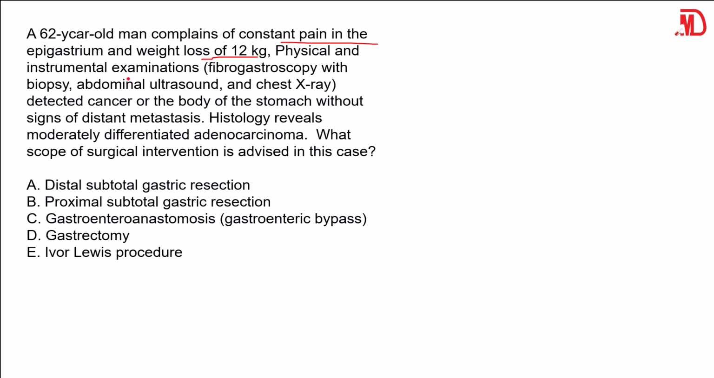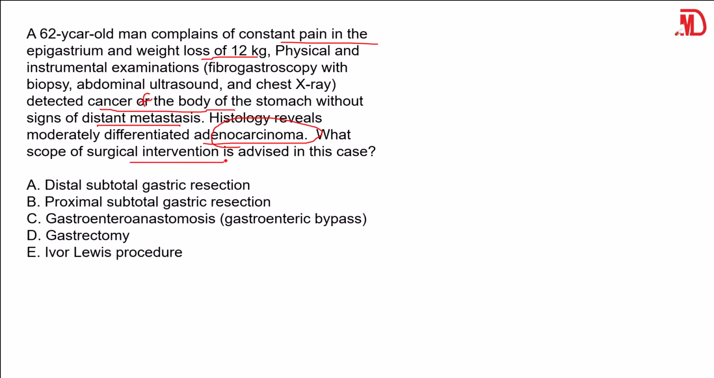Now, physical and instrumental examinations detected cancer of the body of the stomach without signs of distant metastasis. So it's cancer of the stomach. Histology reveals moderately differentiated adenocarcinoma. What scope of surgical intervention is advised?